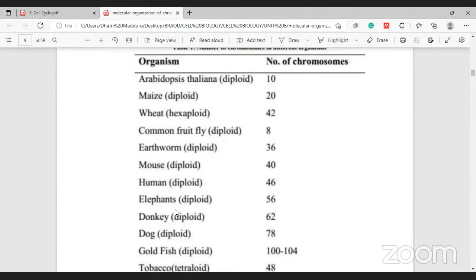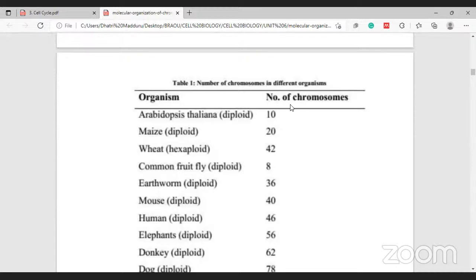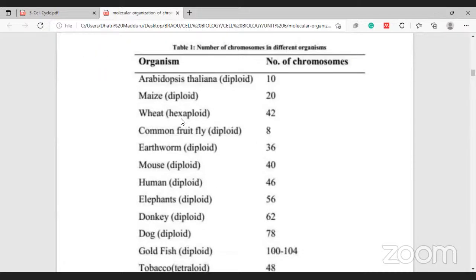Here also you can see the number of chromosomes. Arabidopsis thaliana is a plant. This is 2n, that is diploid. So 5 chromosomes in 2 sets, that is 2n is 10. Maize has 20 chromosomes. Wheat is hexaploid, 6 sets. Hexa means 6, so you have to divide 42 by 6. That means 6 copies of chromosomes are present.